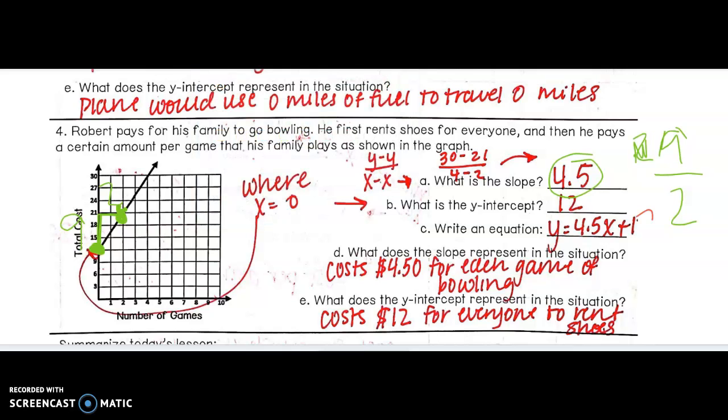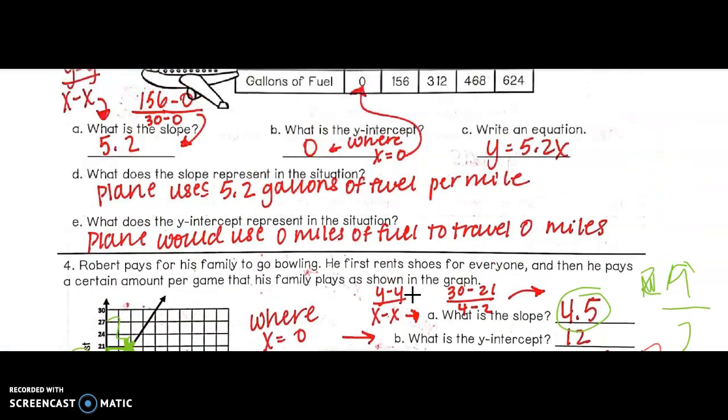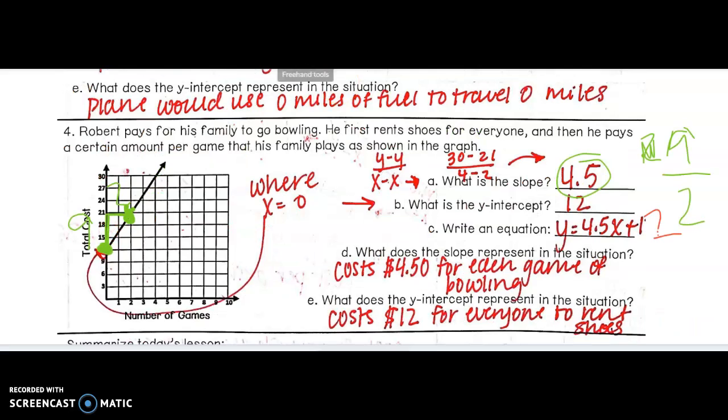But the equation should be y equals 4.5x plus 12, because it's $4.50 for each game plus the $12 to pay for the shoes. So the slope represents $4.50 for each game, and the y-intercept represents $12 for everyone to rent their shoes. So I believe that's all for this first page, or the second page.